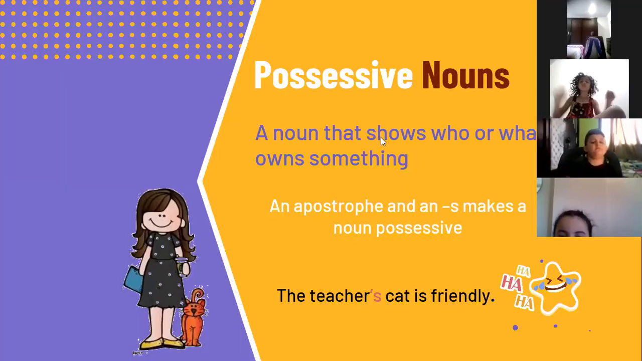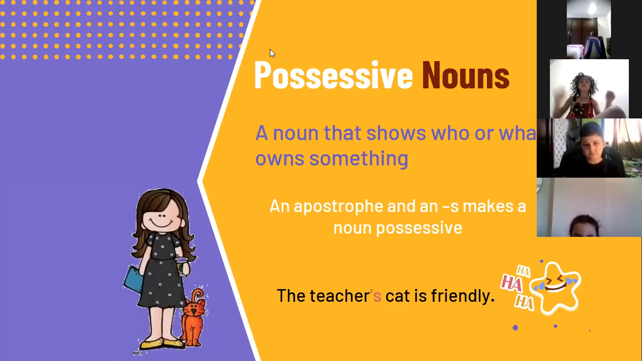Okay. Now I'm going to explain possessive nouns. So now everyone should stay muted. A possessive noun is a noun that shows who or what owns something. Who still remembers? If not, or if yes, it's fine. Just listen to me. For a possessive noun, we add an apostrophe and an S to make it a possessive noun.